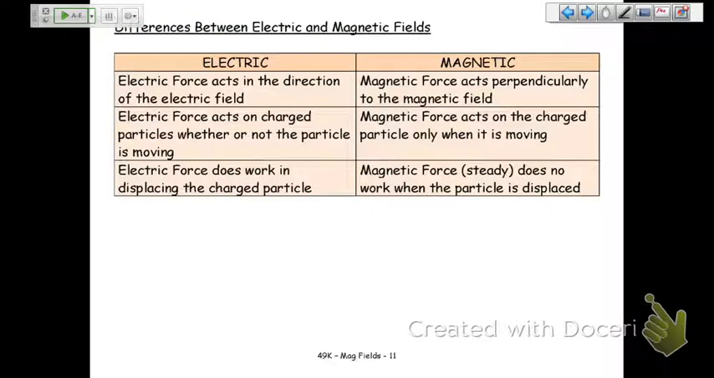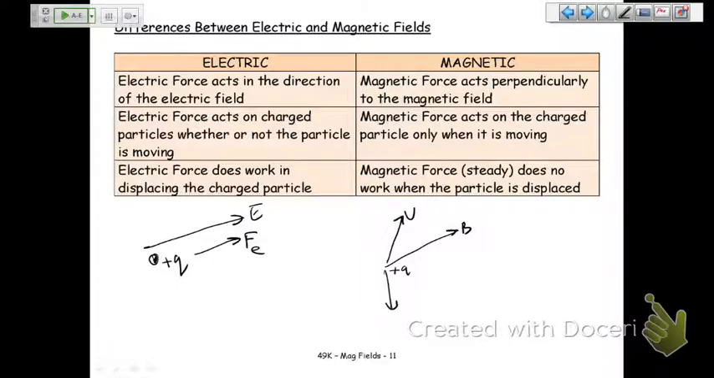Okay, electric and magnetic. Electric force acts in the direction of the electric field. That's pretty clear if we have an electric field and I have a charge plus Q. Then my force is in that direction. That's my F_E. Magnetic force acts perpendicular. There's my B. Here's my plus Q with a V. There's my F_B. That's at 90 degrees.